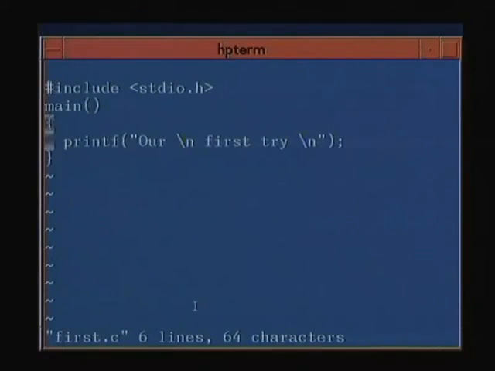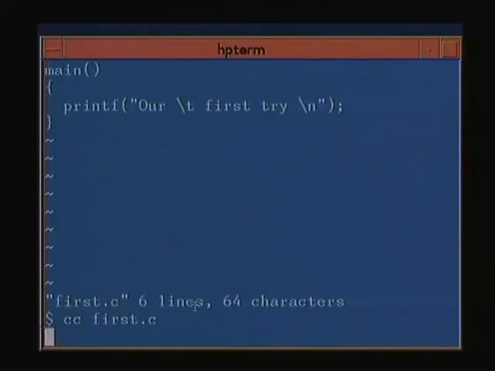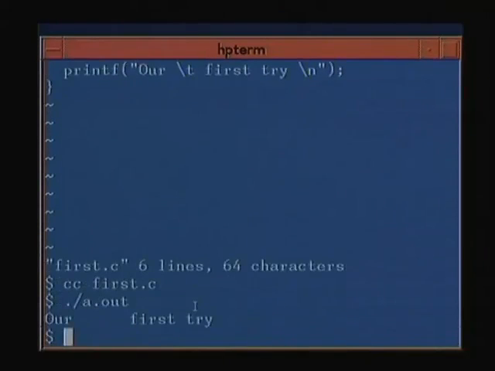If we look at our program again, other than this \n, you can give other constructs. One of them is \t, which gives a tab. So if you give \t, it will give you a tab between our and first. To see how this executes: our, and then there is a gap for tabbing, and then first try.